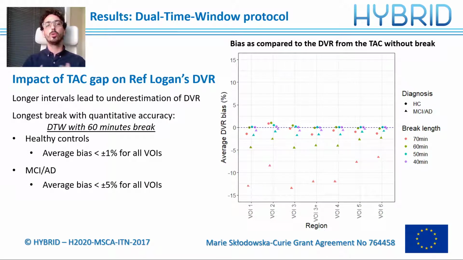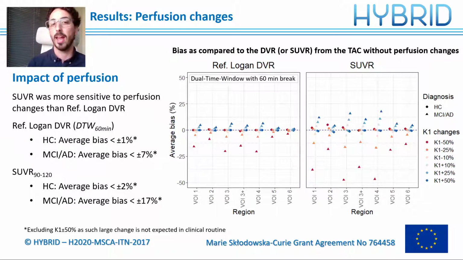And now, using this dual time window protocol with a 60-minute break, we can evaluate the perfusion changes. This is what we see here: the average bias for healthy controls and patients for the reference Logan DVR using the dual time window protocol when there were perfusion changes, and also SUVR from 90 to 120 minutes when there were perfusion changes. And we see that SUVR was more sensitive to perfusion changes than the reference Logan DVR.